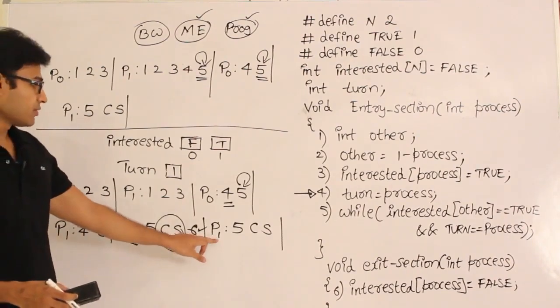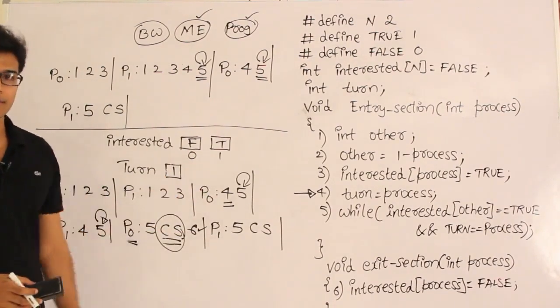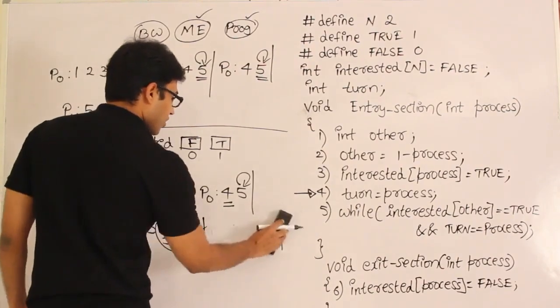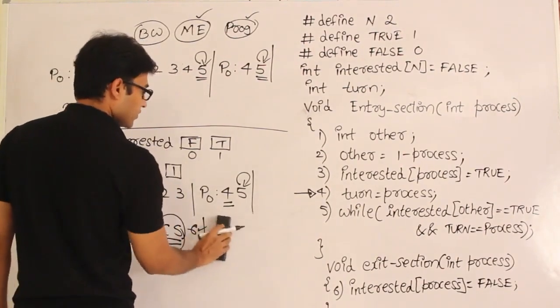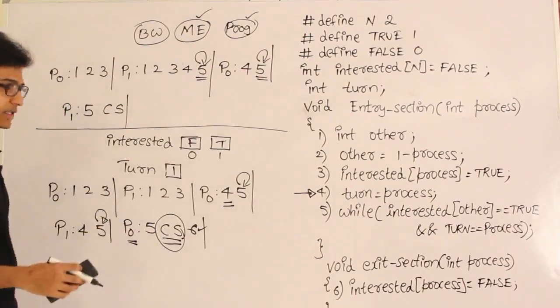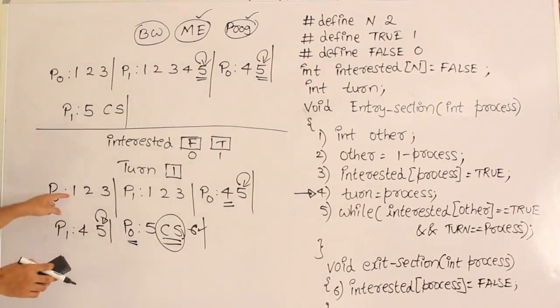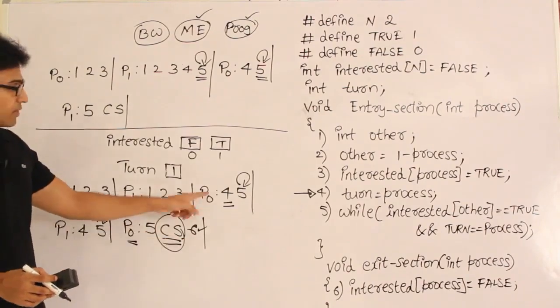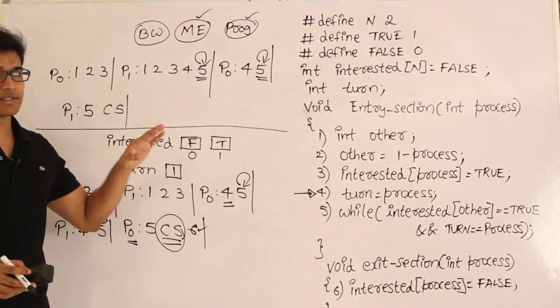And then P1 should be the next one to enter the critical section. How? Let's see this. I think you followed till here. If you didn't follow it, please rewind the video and watch it. What I'm trying to say is P0 has entered the critical section first and it came out, and P1 wanted to enter the critical section and it's still waiting.